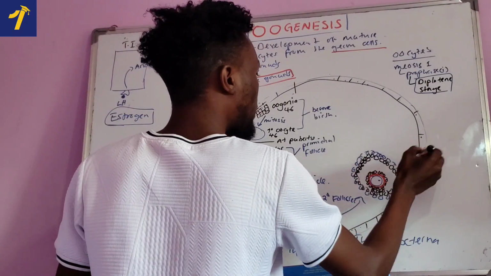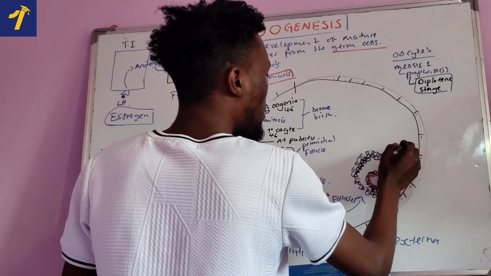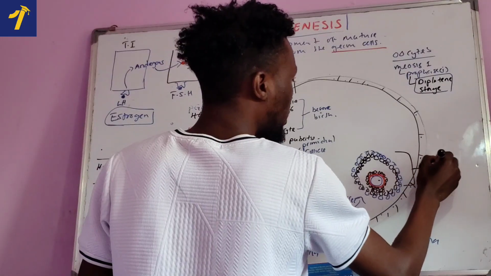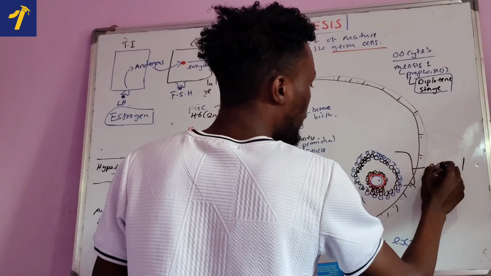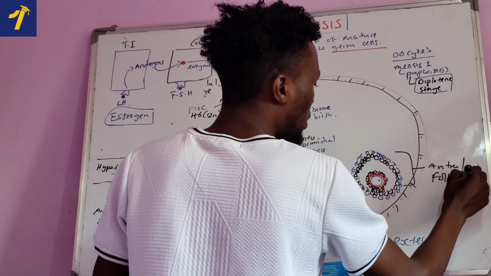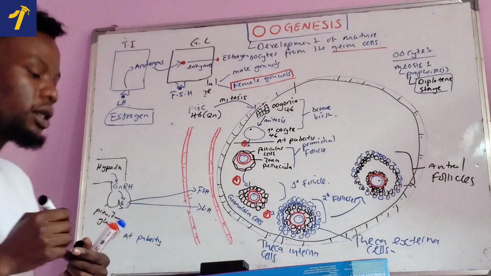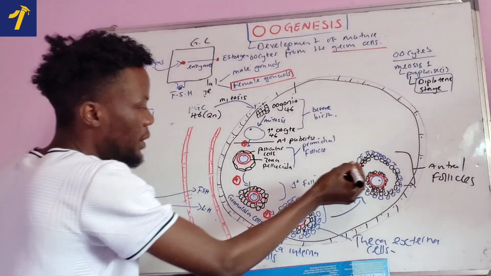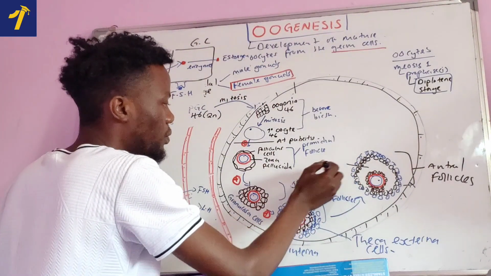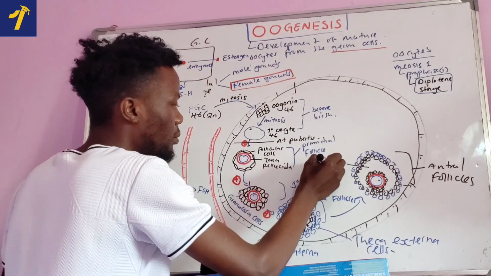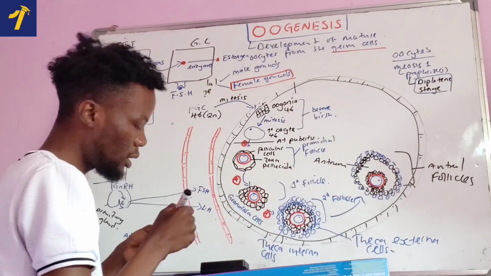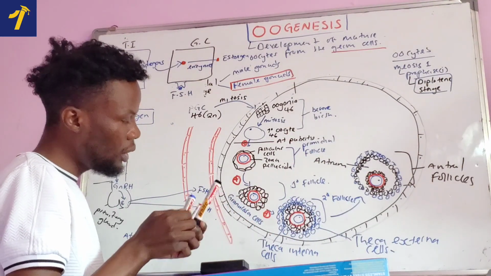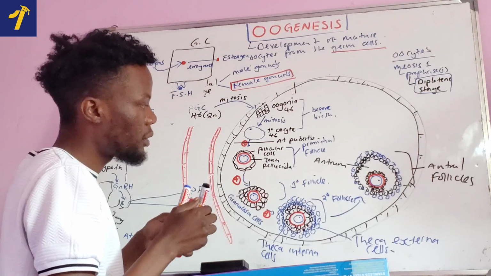So what do we call these follicles? We call them antral follicles. Why are we calling them antral follicles? Because there is this space. What do we call this space? This space we call the antrum. Okay. Now, there is something that we need to take note of here.